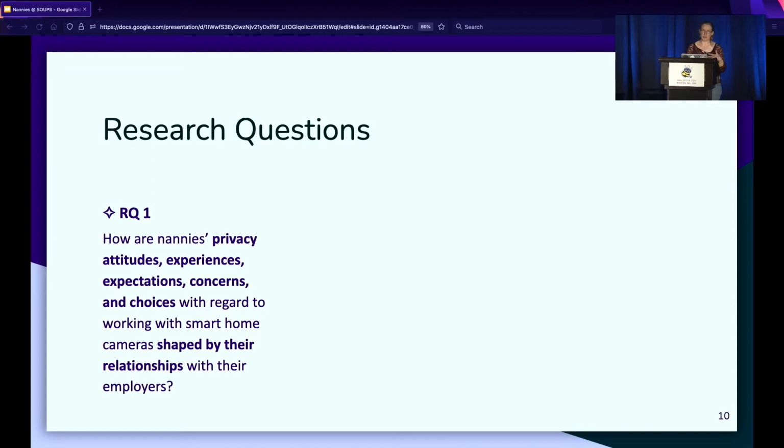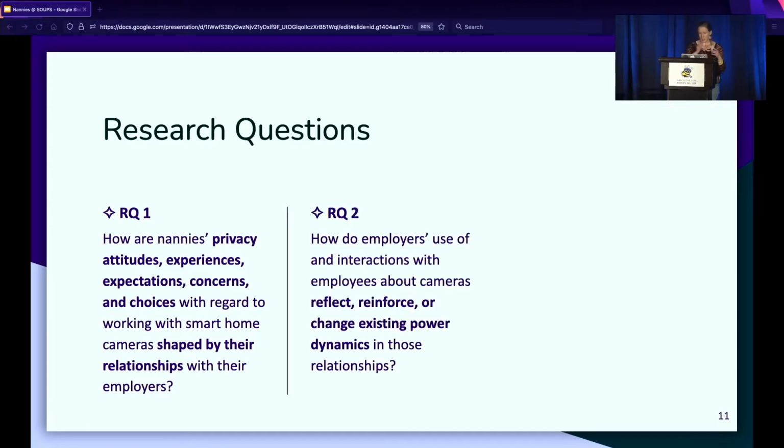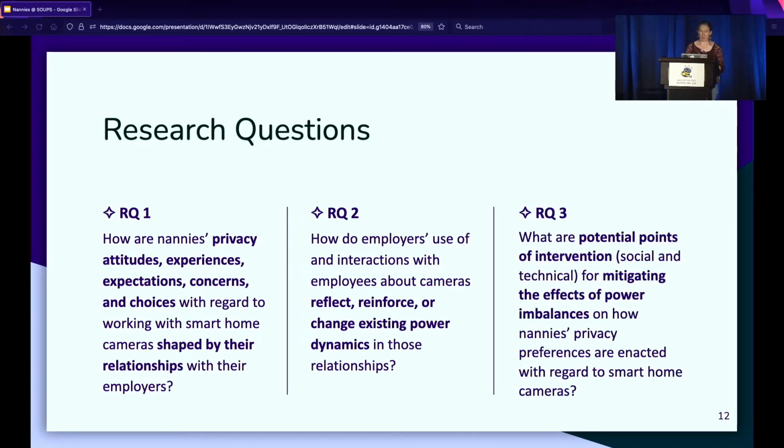Our research questions were: how are nannies' privacy attitudes, experiences, expectations, concerns, and choices with regard to working with smart home cameras shaped by their relationships with their employers? How do employers' use of cameras, and their interactions with employees about cameras, reflect, reinforce, or change the power dynamics in those relationships? And we also wanted to identify any potential points of intervention for mitigating the effects of power imbalances and providing means for nannies to enact their privacy preferences.